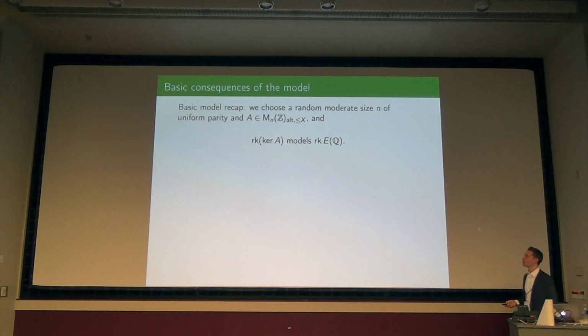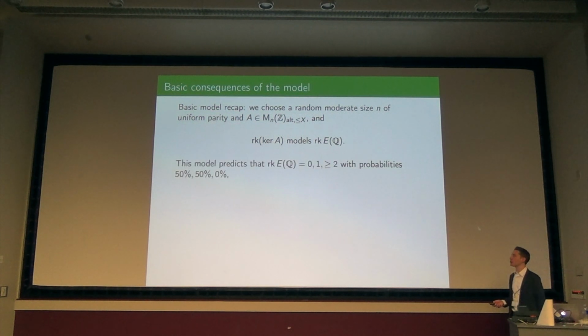So, basic consequences of the model. I've repeated the model at the top for you in case you wanted to remember. First of all, it predicts that the rank is 0, 1, or greater or equal to 2 with probabilities 50, 50, and 0. Half the time the rank is 0, half the time the rank is 1, and 0% of the time the rank is bigger than 1.